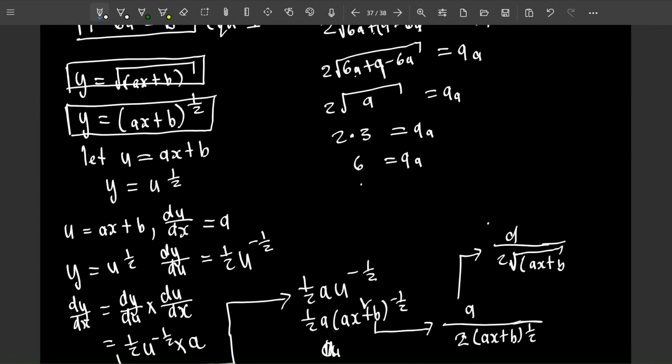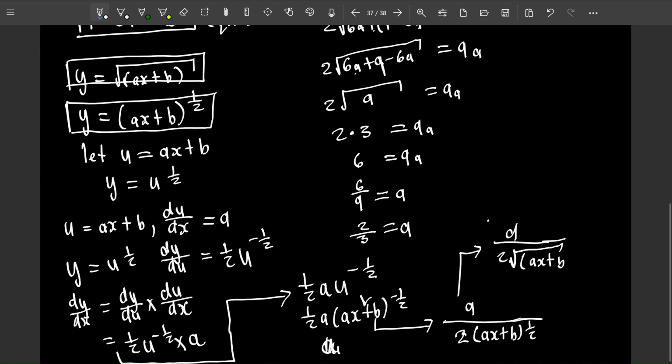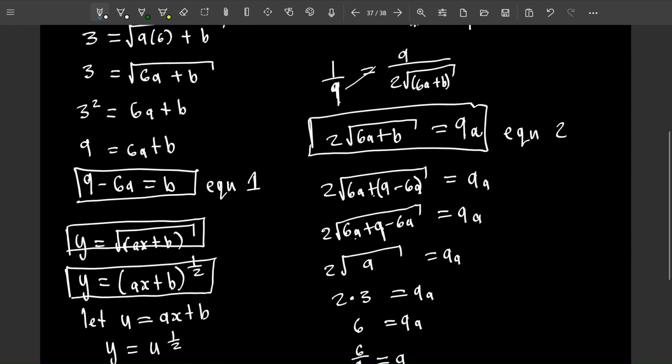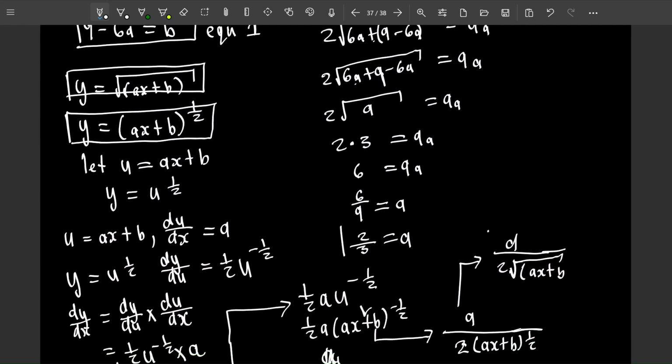And then 9 goes to the other side. 6 over 9 is equal to a. What is 6 over 9? We can divide both by 3. We get 2 over 3 is equal to a. That is your first solution. 2 over 3. Beautiful work.